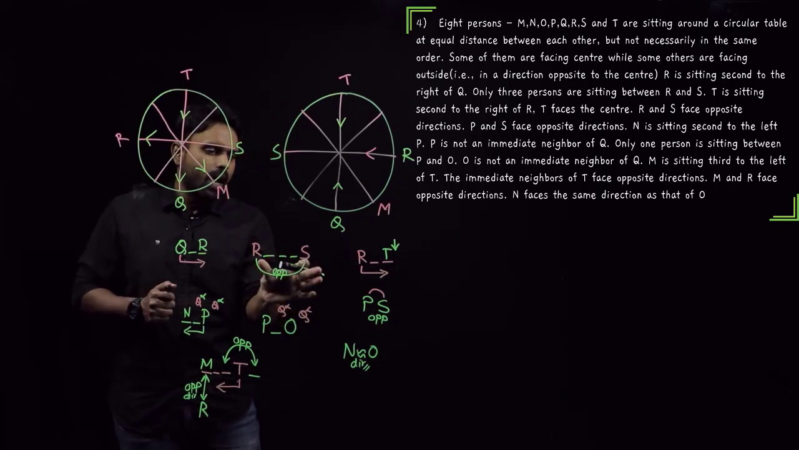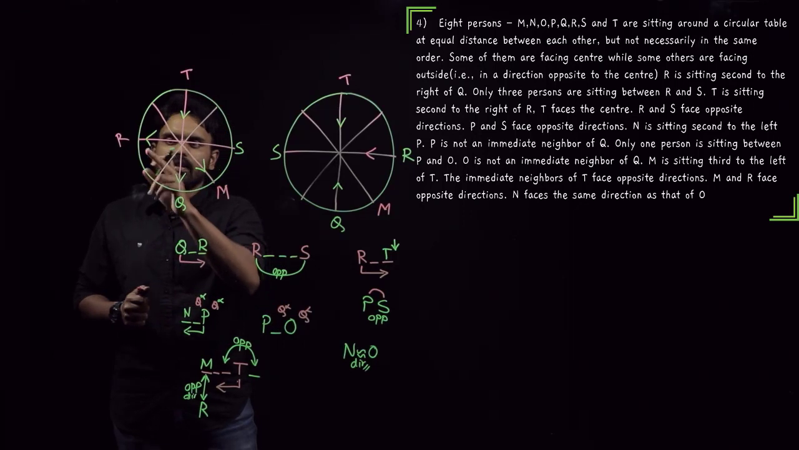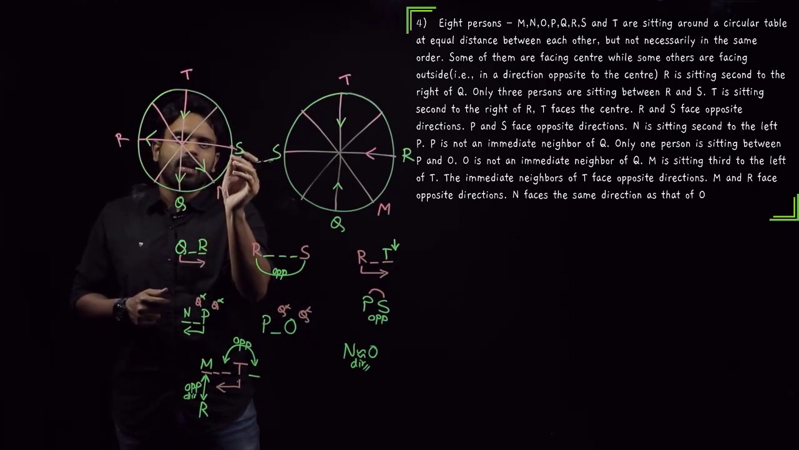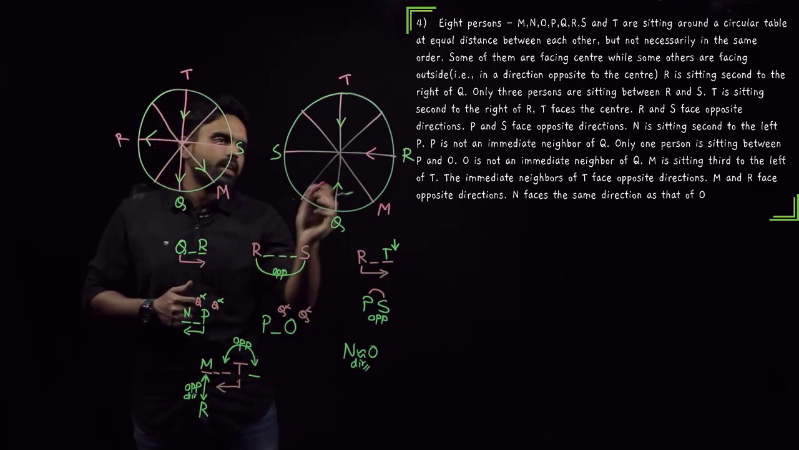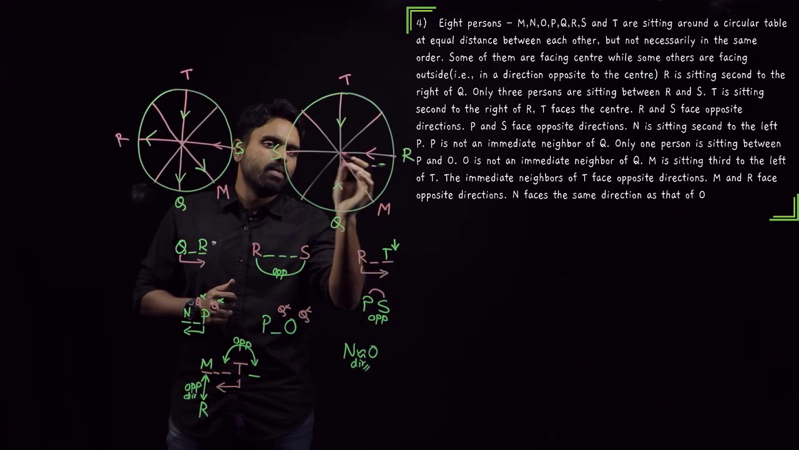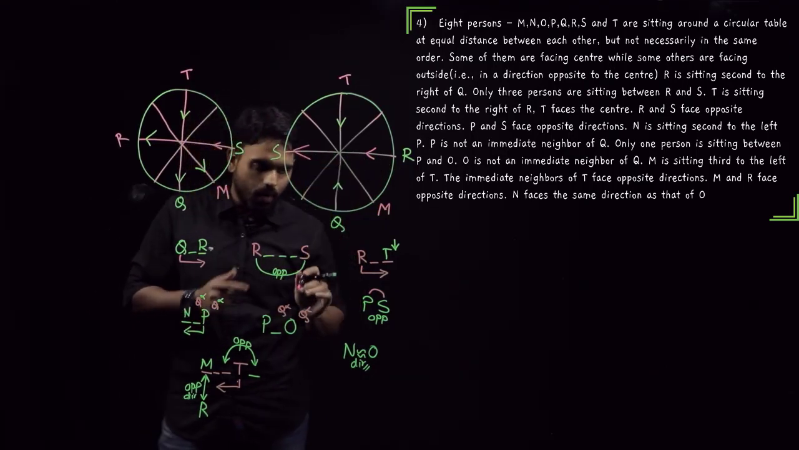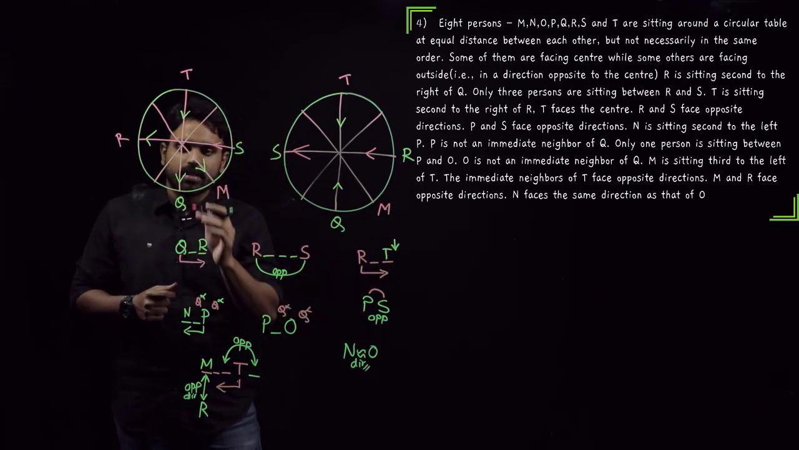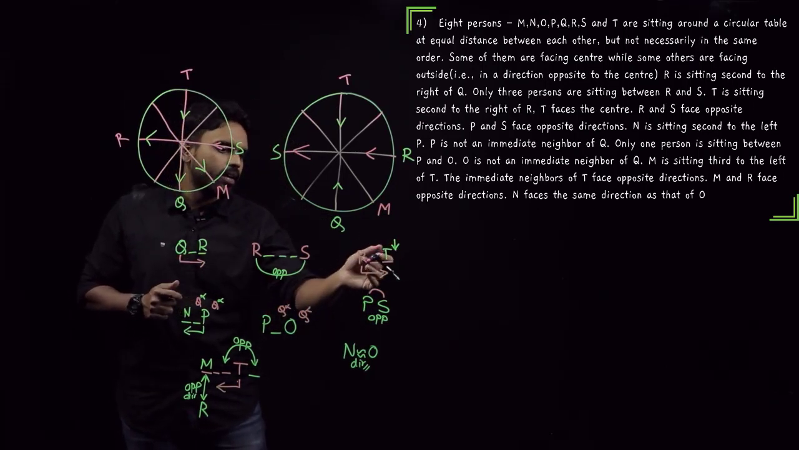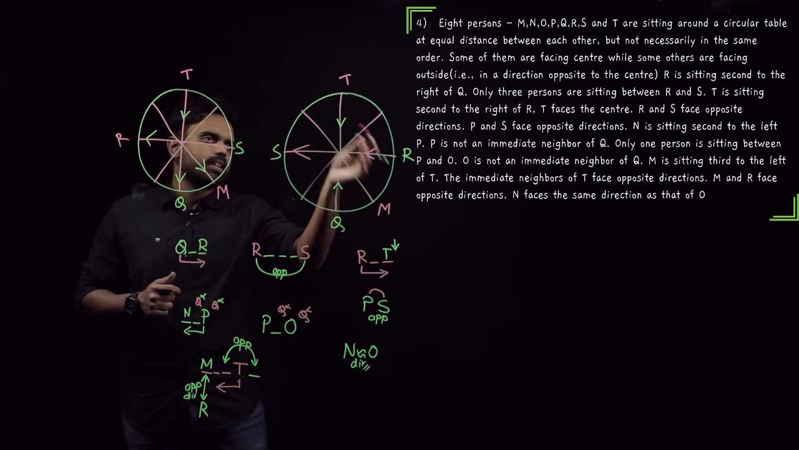So have a look. R and S, this condition of ours is done. R and S are facing opposite directions, so I can fulfill it here. If R is facing outward, then S will be facing inward. Here, R is facing inward, so S will be facing outwards. Yes. So now, the next condition, R and T, is also done. T is second to the right of R, that is done.